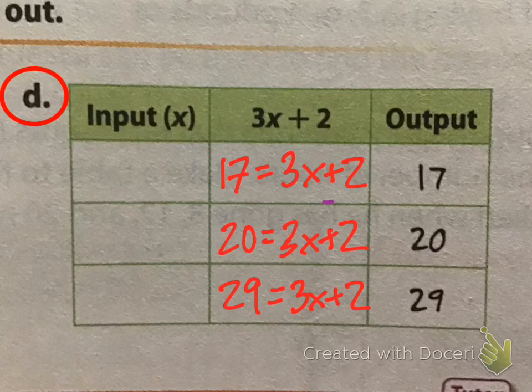So we subtract 2 from each side. That goes away, and the 17 becomes a 15. Then I'm left with that 3x. I want to get that x by itself, so I divide each side by 3. 3 divided by 3 becomes 1. It's gone. And then 15 divided by 3 becomes what? Show of fingers. 5. So I get my input is 5.